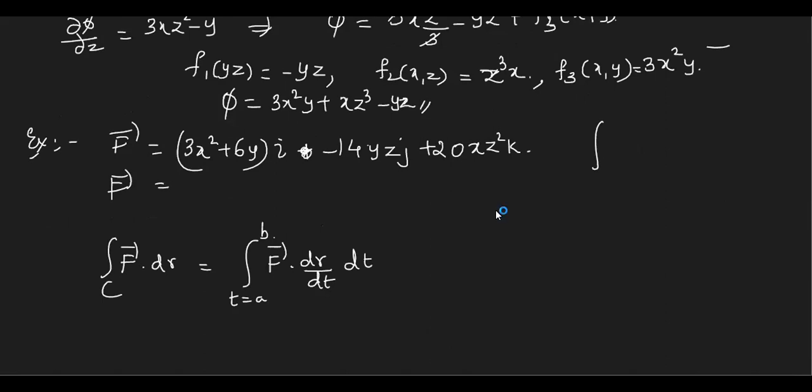So now make use of the values given. The x, y, z values are given in terms of t. So this is actually 3x square, x is t, so 3t square, plus 6y, y is also given as t square. So 3t square plus 6t square, if I substitute the parametric, how much? 3 plus 6, 9t square. Minus 14 into y is t square, z is t cube. t square into t cube, t raised to 5.